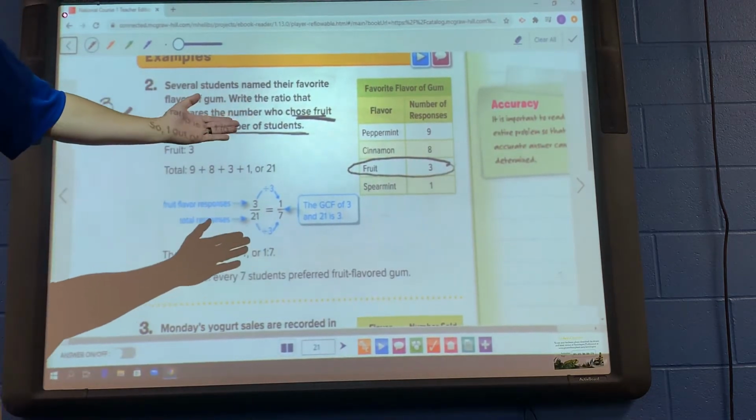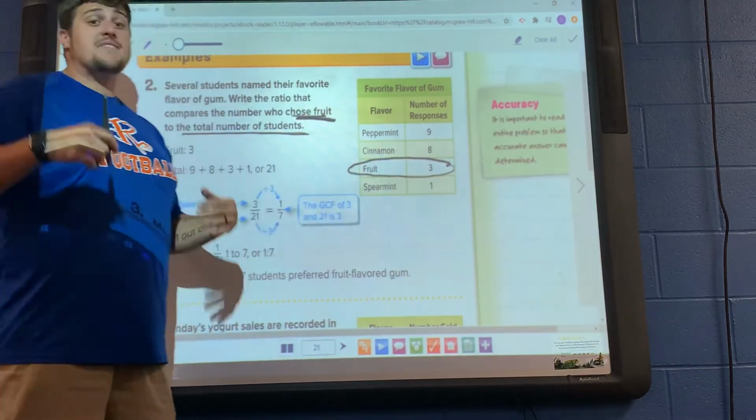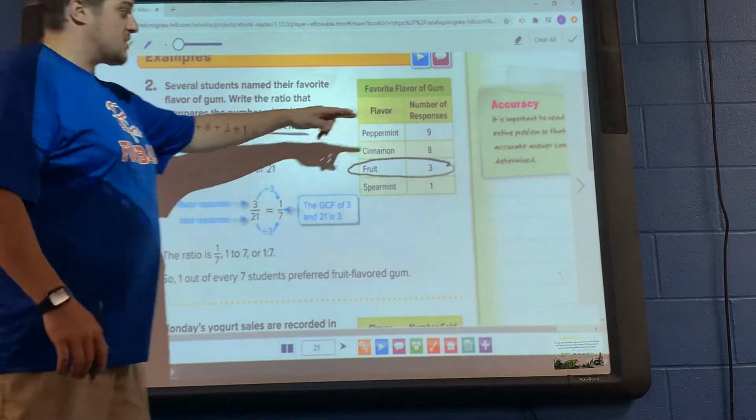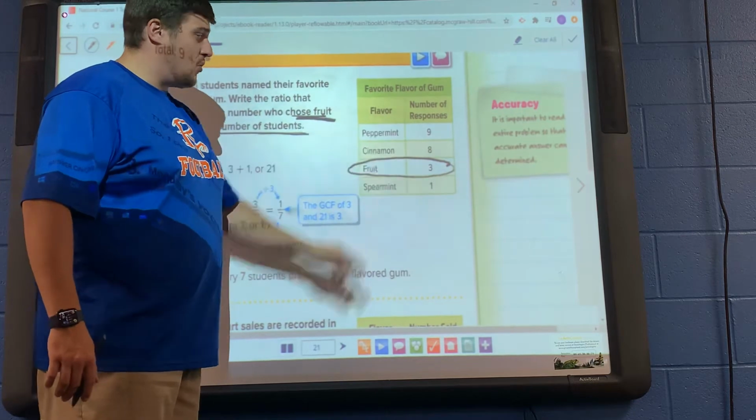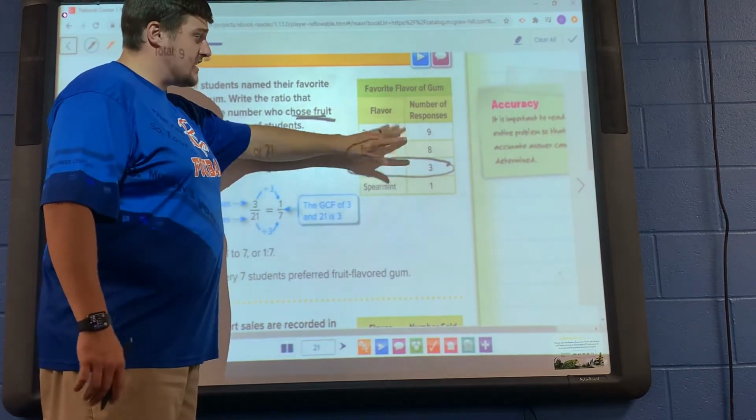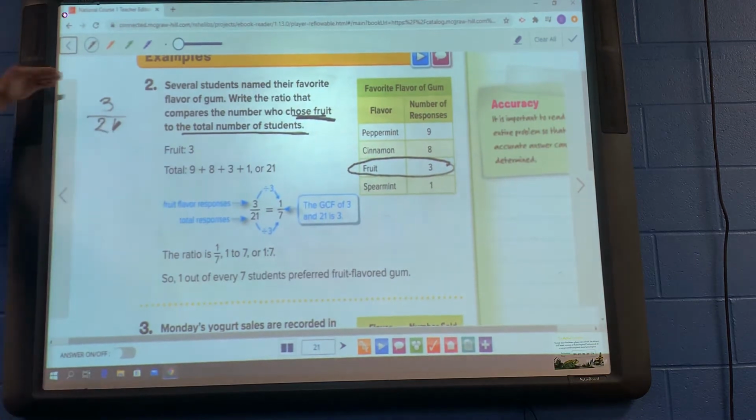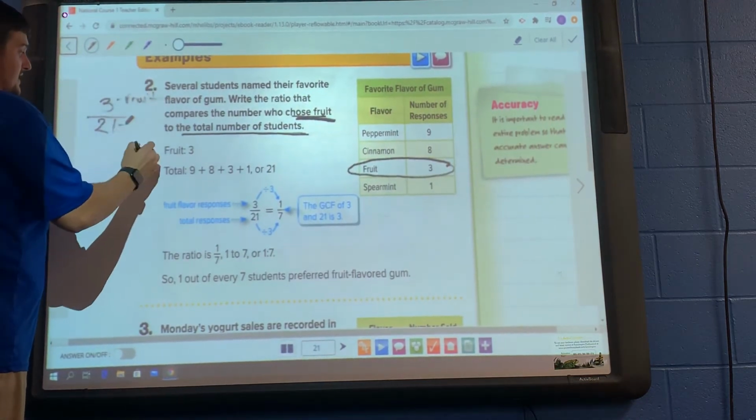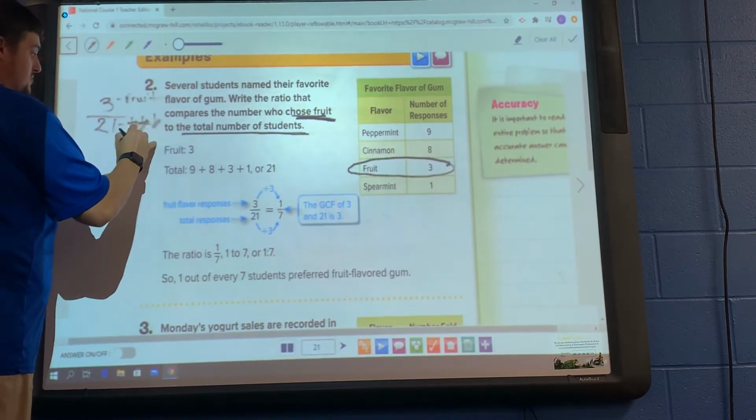Well, that's not stated. So you've got to remember, when it has a table like this, you're going to have to add all of them up to figure out how many people there were. So we're going to do 9 plus 8 plus 3 plus 1. That gives us 21 altogether. So this would be fruit, and this is the total number, total students.